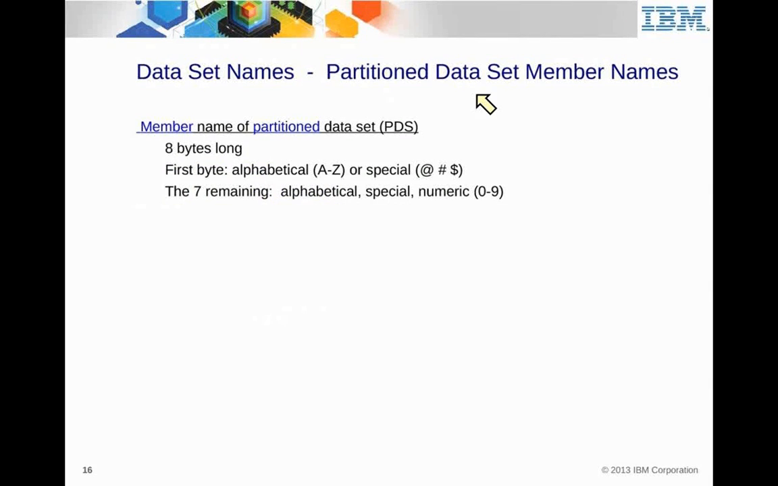Okay, a partitioned data set. Partitioned data set member names. The members within the partitioned data set follow the rules of a qualifier. A member is a maximum of 8 characters in length, but it can be a single character. And so the member names themselves follow the same rules as a data set qualifier or segment.